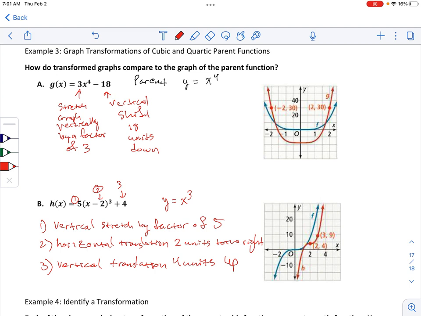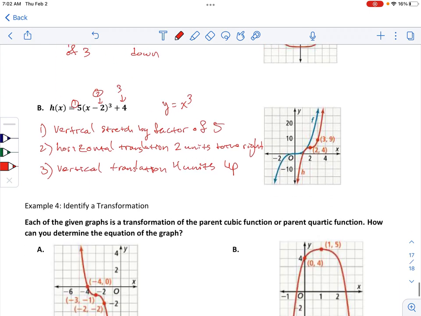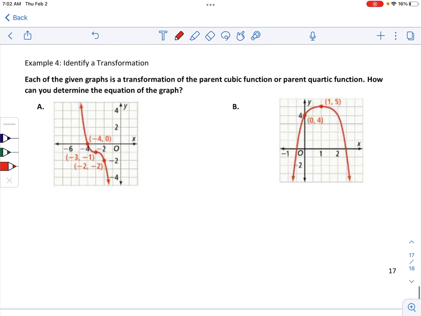So what happens when they give us the graph but not the actual function? When they do that, that's what we're going to look at in number 4. So we have to look at what actually happened. If we look at this function right here for a, this is an x to the third function, which means its parent function is just y equals x to the third, which means we're looking at y equals a times x minus h to the third plus k.